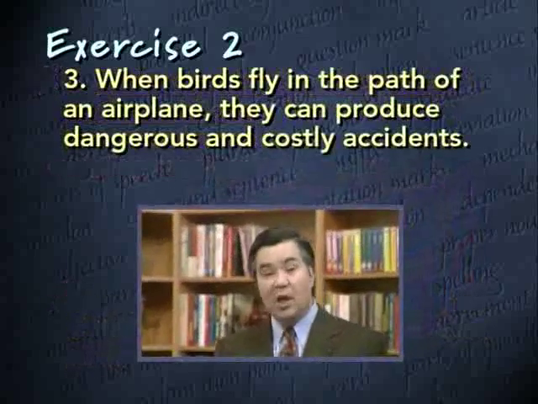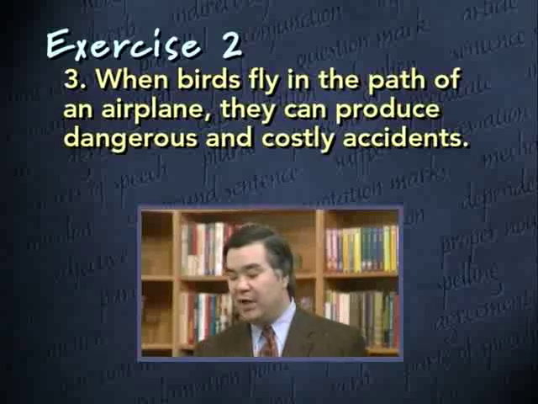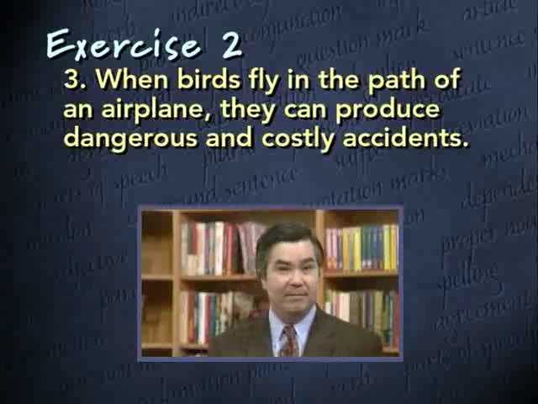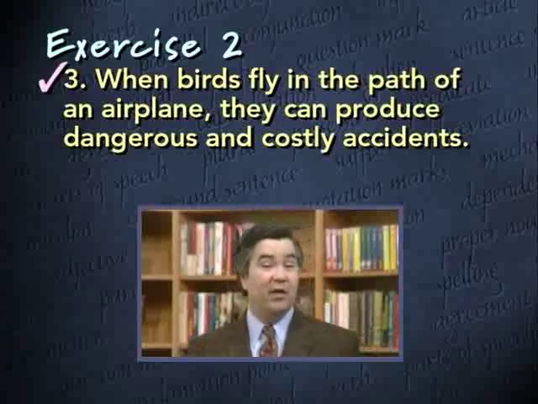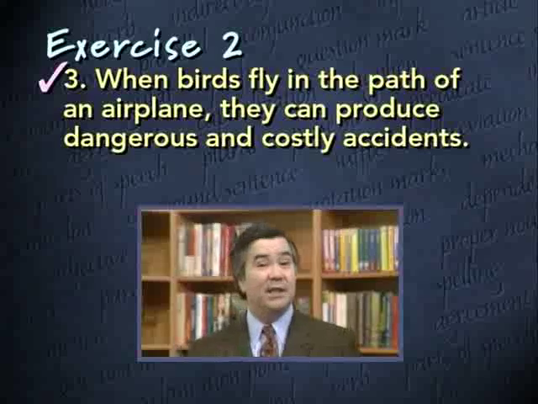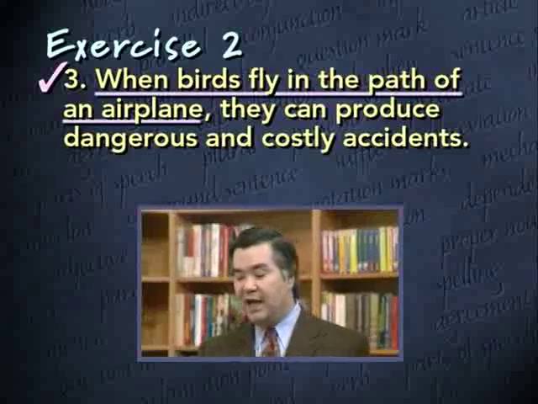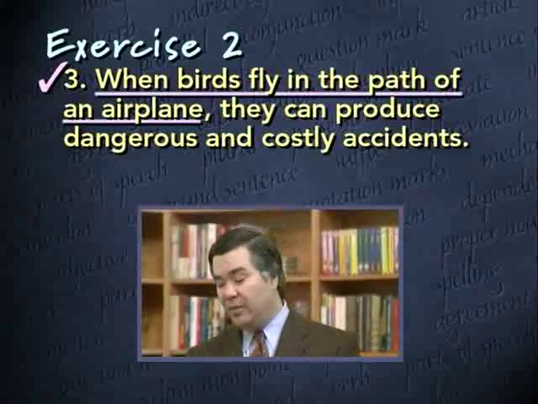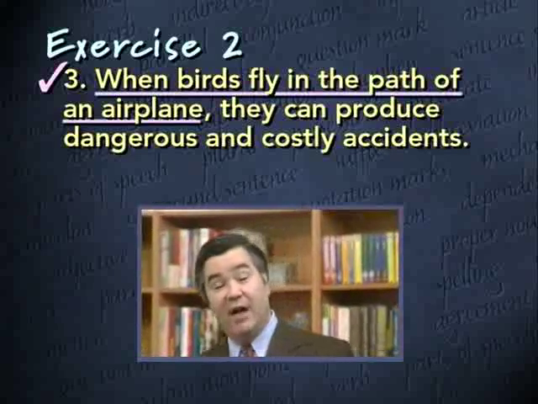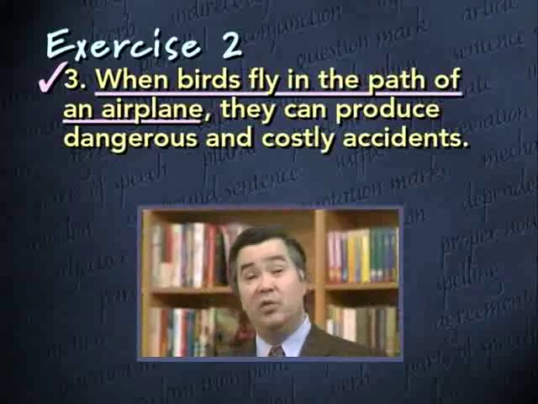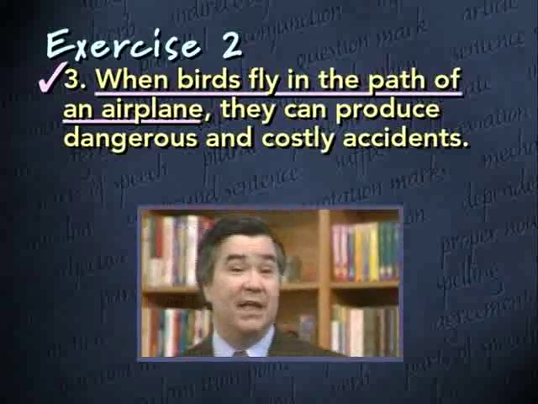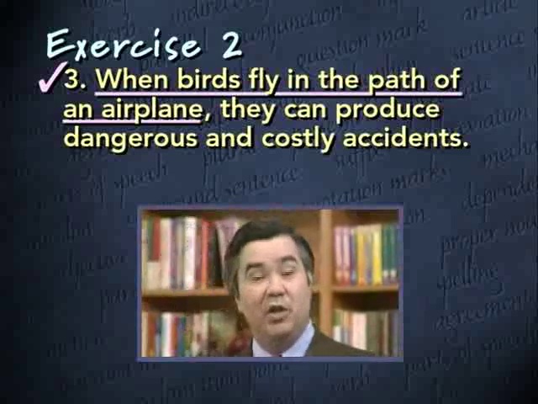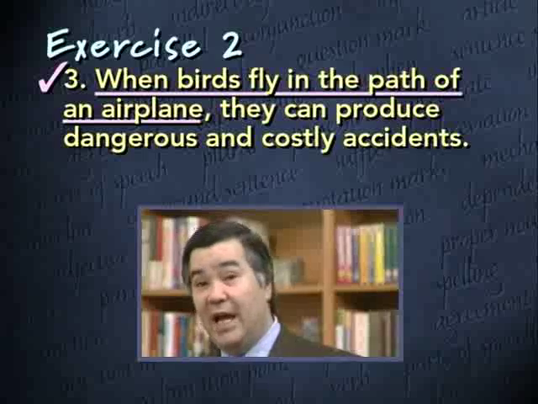Next example. When birds fly in the path of an airplane, they can produce dangerous and costly accidents. This sentence is perfectly correct as written. It begins with a subordinate clause, when birds fly in the path of an airplane. And that clause is acting as an adverb. It is modifying the verb can produce that appears in the second part of the sentence. It's explaining under what circumstances the birds can produce the dangerous and costly accidents.